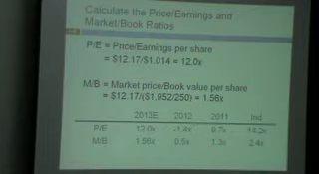Now the second ratio is market to book value. Market price is the price in the stock market, whatever price we see on the stock market, and book value per share.